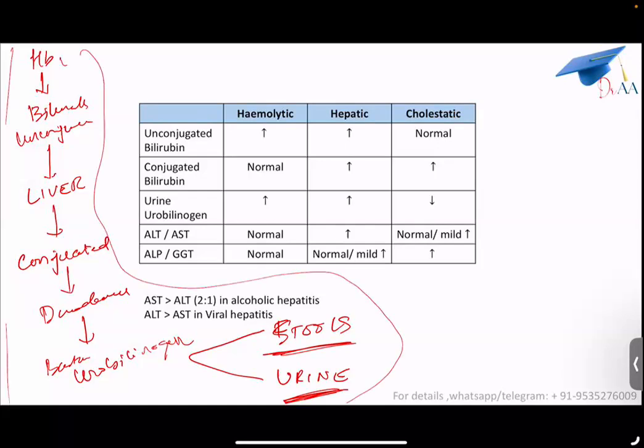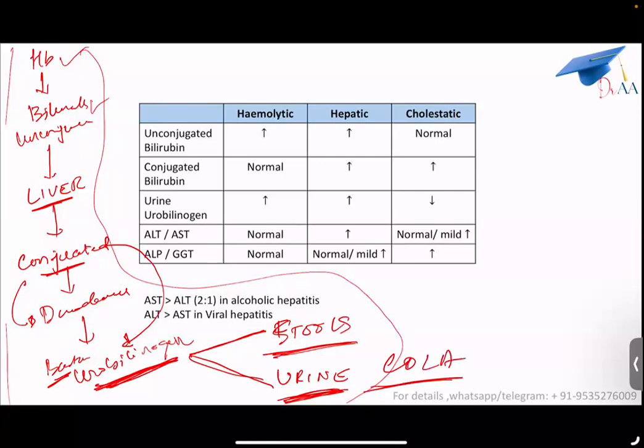So hemoglobin is broken down into bilirubin, which is unconjugated bilirubin. The liver converts unconjugated bilirubin into conjugated bilirubin, which is secreted along with the other bile acids into the duodenum and helps with the digestion of food particles. This conjugated bilirubin will be converted into urobilinogen by the gut bacteria. This urobilinogen will be excreted in the stools or in the urine, because this bilirubin has some dye activity. If it's not present in the stools, they become pale. If it's more in the urine, it becomes darker in color, classically known as cola-colored urine.